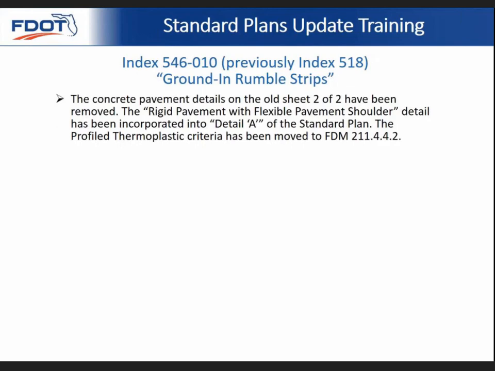The rigid pavement with the flexible pavement shoulder detail has been incorporated into detail A of the standard plans as a note, and the profiled thermoplastic criteria has been moved into FDM 211.4.4.2, as with the typical placement of the rumble strips. This is something that should be detailed in the plans for the profile thermoplastic. And there's no real additional criteria as far as how to place them. It's more or less if you're going to use it in lieu of rumble strips.